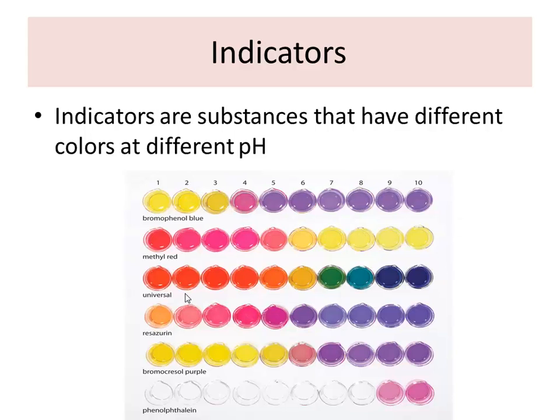If you have universal indicator, there's really not much difference in pH 1, 2, or 3. So if you want to test the difference between pH 1 and 2, you're more likely to use methyl red or resazurin. If you're testing pH 7 versus 8, you're not going to use bromophenol blue. You're probably going to use universal indicator. So it depends on what the pH range you're testing is. Okay? So it depends on the substance.